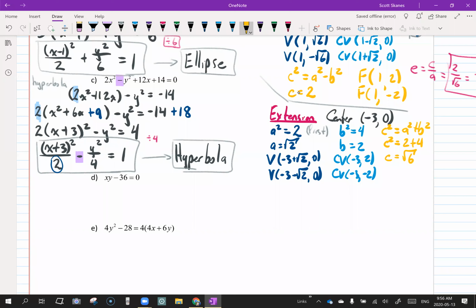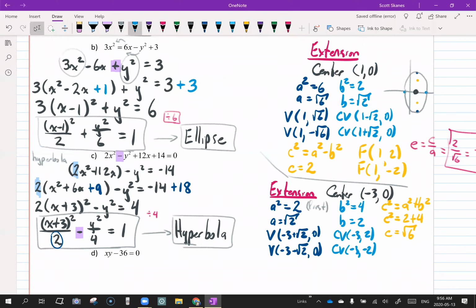Sir, I have a question. Yes. The a squared, it must be the biggest number, I think. No. For ellipses. For ellipses. So that's the big difference between an ellipse and a hyperbola. Well, there's two. One is the minus. But in terms of, you know, when you're getting A and B, the A for ellipses is always the biggest one. The A for hyperbolas is always the first one.